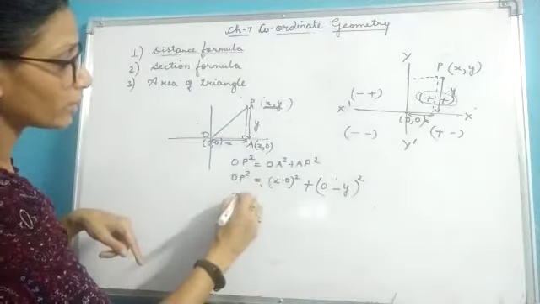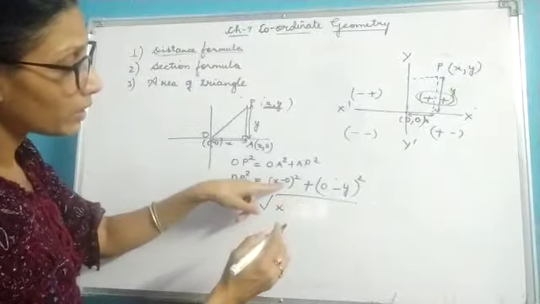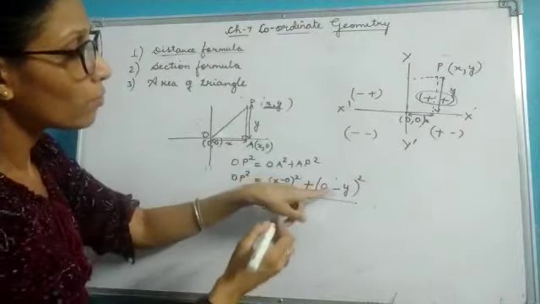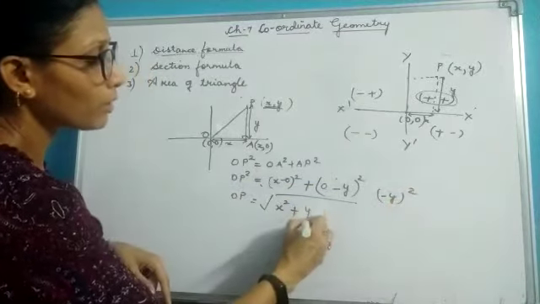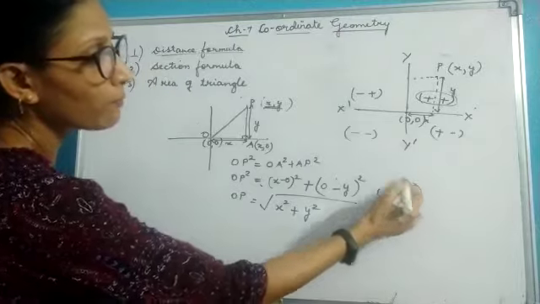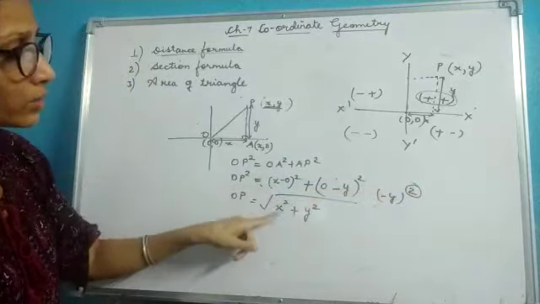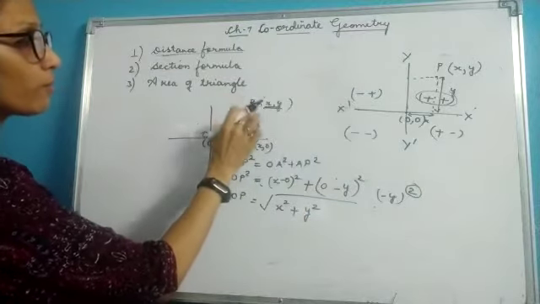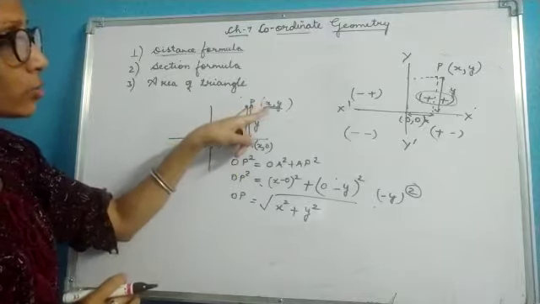If I want to find out just OP, then I have to put root: x minus 0 will be x, and this will be x square, plus 0 minus y. Minus y whole square will be plus y square, because when your power is even, this will convert into positive. So this will be x square plus y square. So if you are finding the distance of a point from the origin, then simply you write this square plus this square.